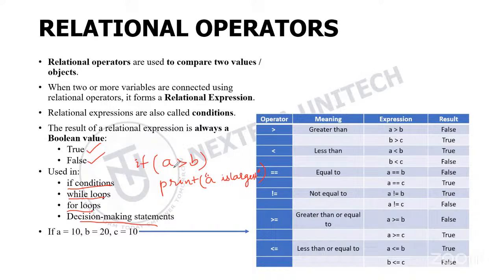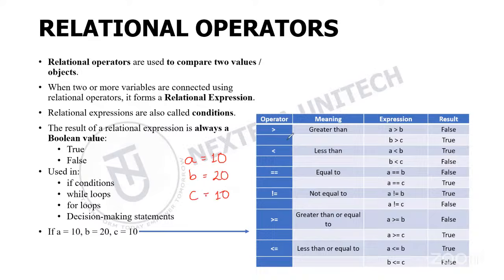So in if conditions, we'll be using this way. These conditions are used in if conditions, while loops, for loops, and decision making statements. So here we have expressions. For example, a equals 10, b equals 20, and c equals 10 again.